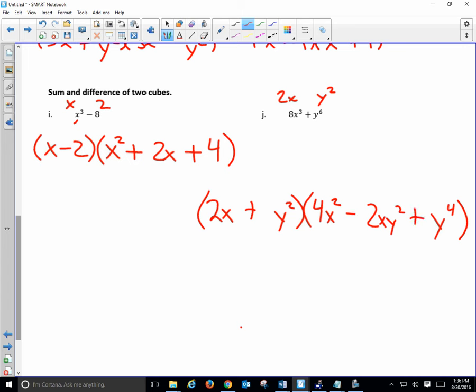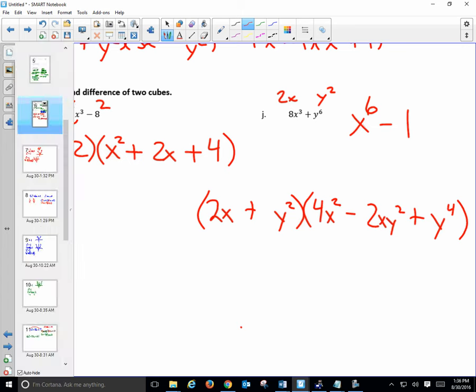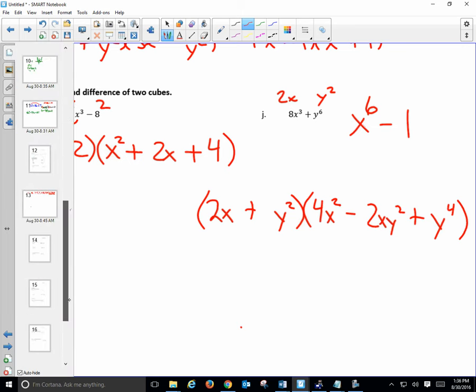There you have it. It is very rare that the resulting trinomial would factor. Very rare. That's an example where it would, but most of the time it will not. Flip it over. A couple more problems.